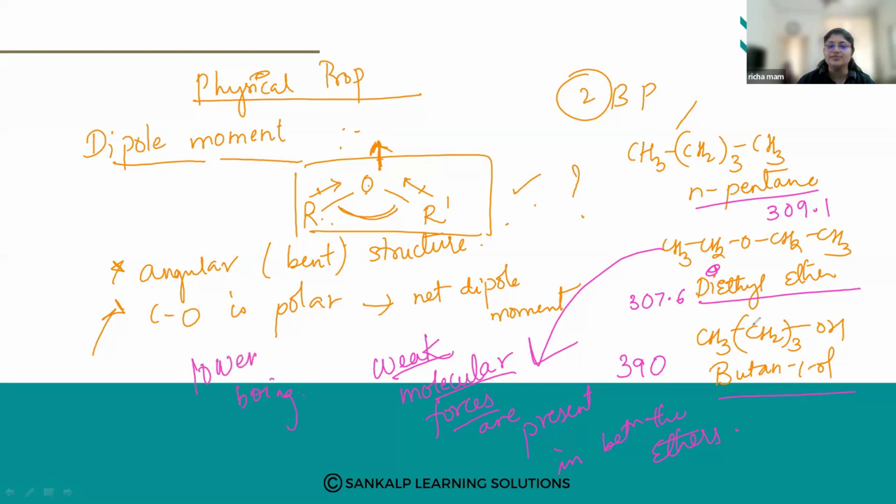If you compare n-pentane, diethyl ether and butan-1-ol, the molecular mass is the same. But in the case of ether, the forces are very weak as compared to the other molecules. So between these ethers the molecular forces are very weak, and because of that it has a very low boiling point. Got it? Yes, so these are the two main properties.